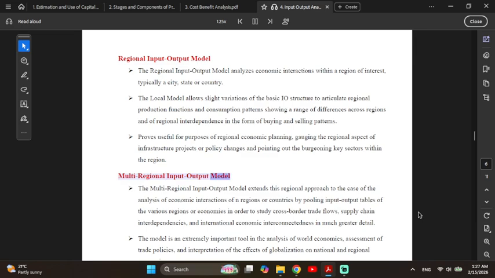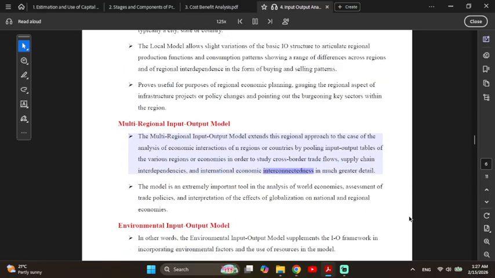Multi-regional input-output model. The multi-regional input-output model extends this regional approach to the analysis of economic interactions of n regions or countries by pooling input-output tables of the various regions or economies in order to study cross-border trade flows, supply chain interdependencies, and international economic interconnectedness in much greater detail. The model is an extremely important tool in the analysis of world economies, assessment of trade policies, and interpretation of the effects of globalization on national and regional economies. Environmental input-output model.